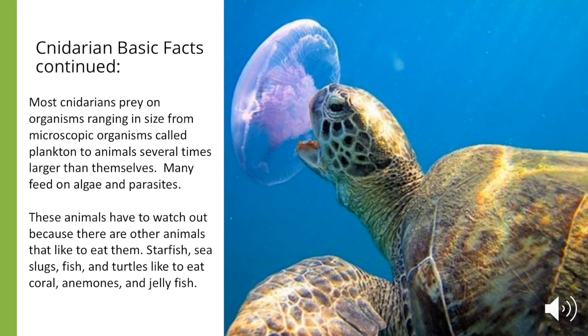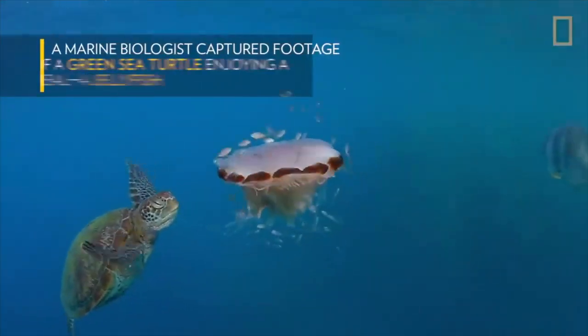Cnidarian basic facts continued. Most cnidarians prey on organisms ranging in size from microscopic organisms called plankton to animals several times larger than themselves. Many feed on algae and parasites. These animals have to watch out because there are other animals that like to eat them. Starfish, sea slugs, fish, and turtles like to eat coral, anemones, and jellyfish. We're going to watch a video next that basically is the turtle versus the jellyfish.